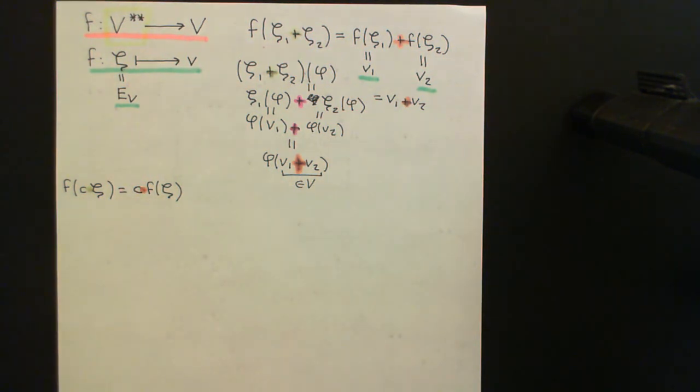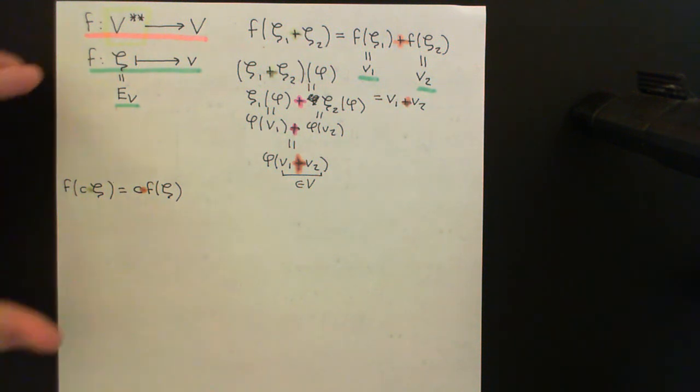So if we want to show that this is truly an isomorphism, we now need to show this one. We've shown that it is an isomorphism with respect to addition, we've shown it's a bijective map. This is the final thing, we need to show that it's an isomorphism with respect to scalar multiplication.